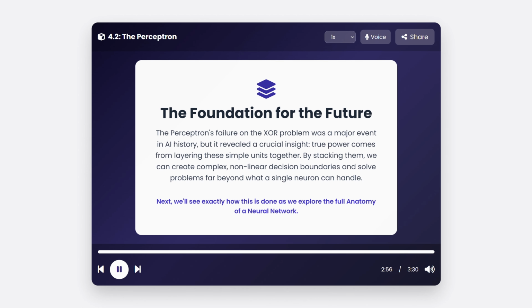This failure on the XOR problem was a historic moment, but it led directly to the next great breakthrough. It proved that while a single neuron is limited, the real power might lie in combining them. By connecting perceptrons together in layers, we can overcome the limitation of linear separability and create complex, nonlinear decision boundaries capable of solving fantastically difficult problems. You now understand the fundamental building block. In our next lesson, we will see how we assemble these blocks into the powerful structures we know as modern neural networks.